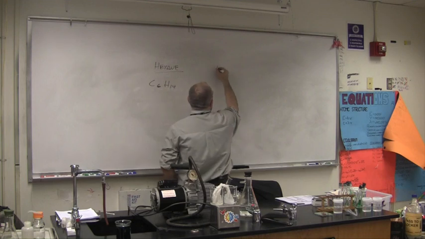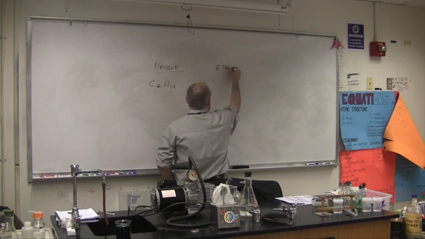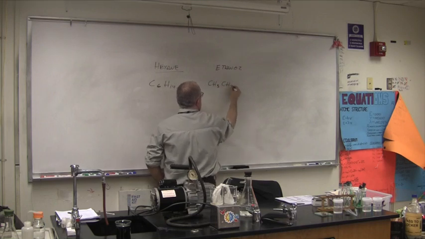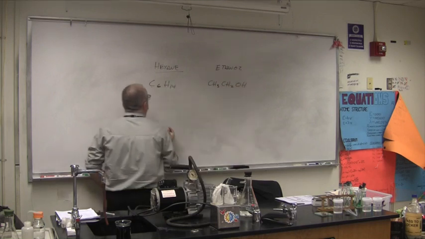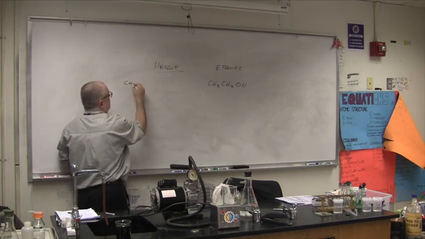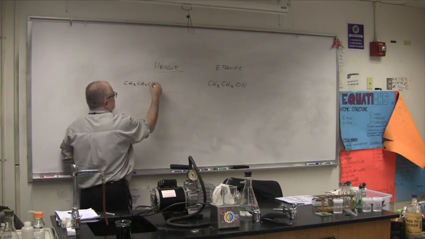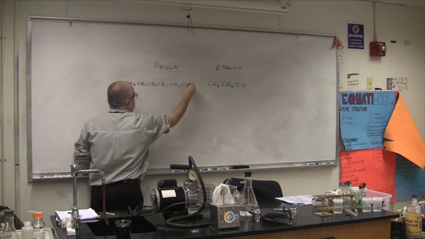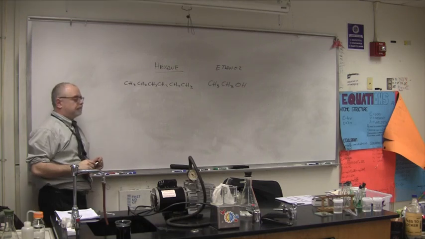The other one is ethanol, which in some ways looks similar, but it has an OH group on the end. So in fact, to make this more clear, let me write this another way. It would be CH3, CH2, CH2, CH2, 1, 2, 3, 4, 5, 6. Okay? It's pretty close.